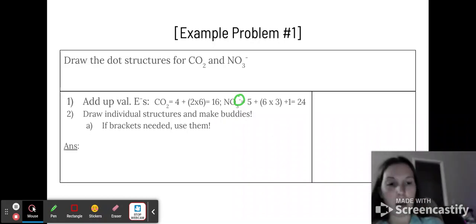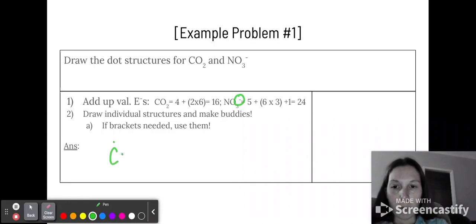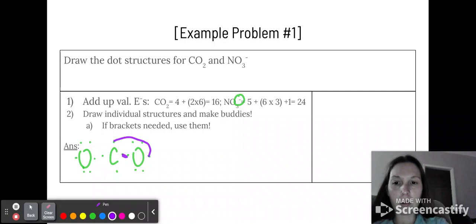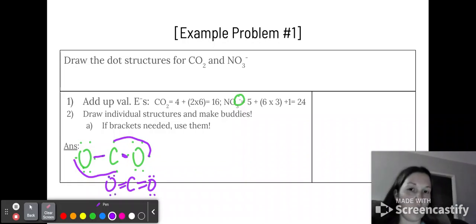I should have the answer on here, but I'm going to go ahead and draw these out for you so you can see it. So you've got carbon with its 4 dots. You've got oxygen with their 6 electrons, and we're going to make buddies. So that means just start connecting the dots. Okay. So we connected those, and that's going to end up forming our final product, once we move the dots in, of CO2.